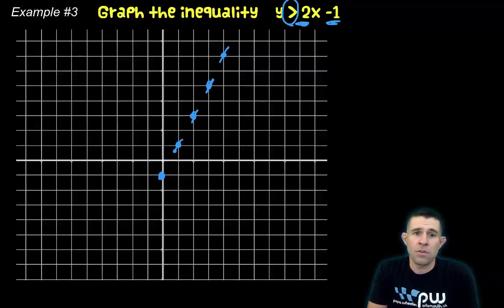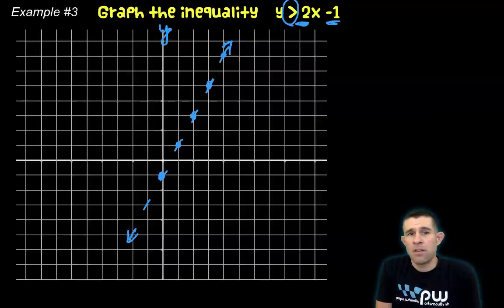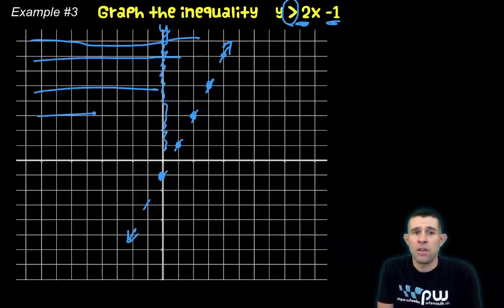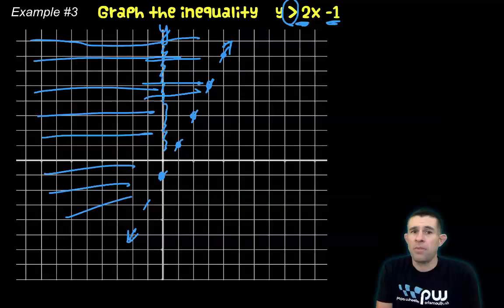So I will make some dots through the points that I've already made, and we'll continue those dots off in this pattern here. So here is the dotted line of 2x minus 1. Now we want all the y's that are greater than. So again, keep in mind, here's our y-axis, and here's the region where all of our y's are greater than that line. So we know to shade above our line here. So this region here, or this half plane, is the solution to this inequality.